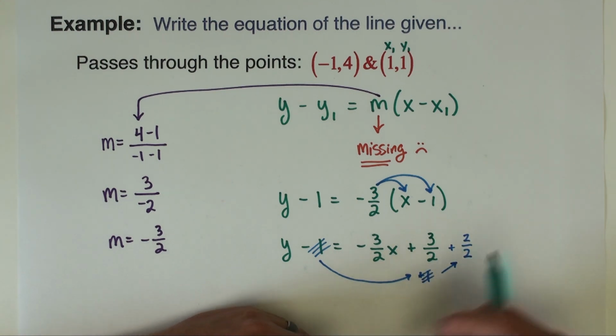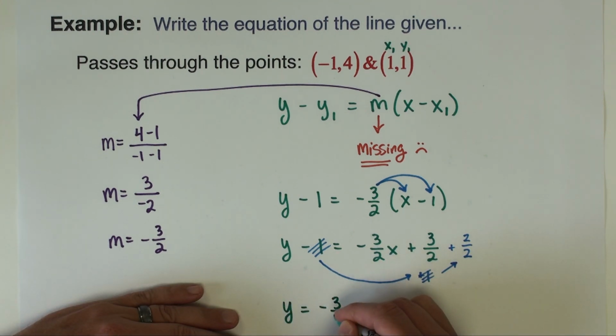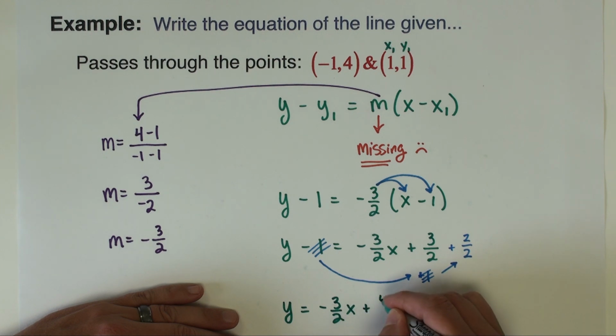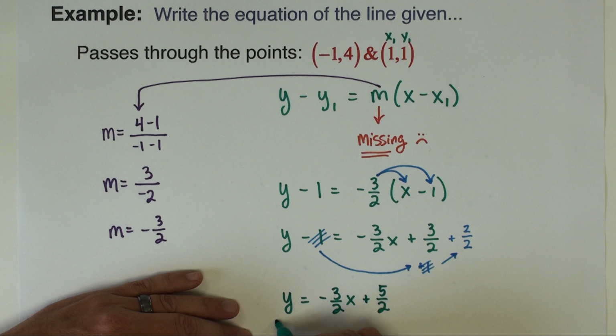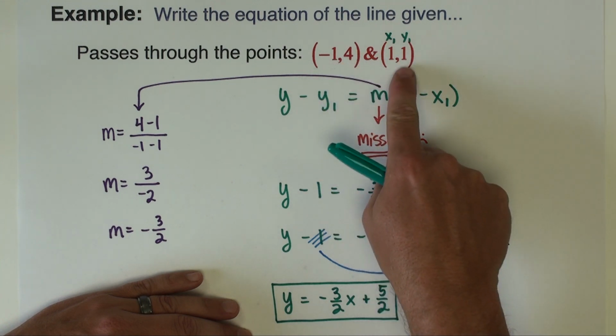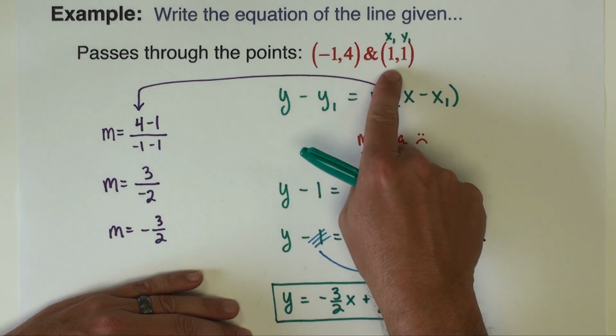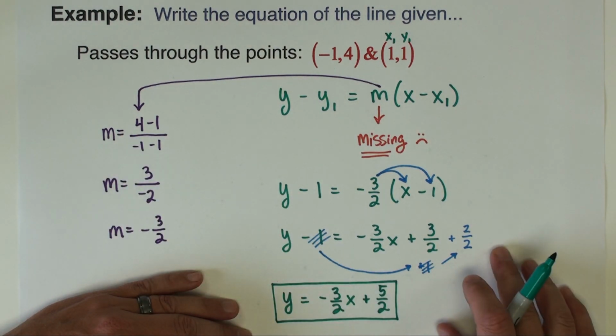Okay, so I can add those fractions together. We get y equals negative 3/2 x plus 5/2. Okay, we're going to do one more problem like that because I want to do one more with the 2 points, because that's kind of the most complicated one that there is, as you have to do this scratch work to find slope first.